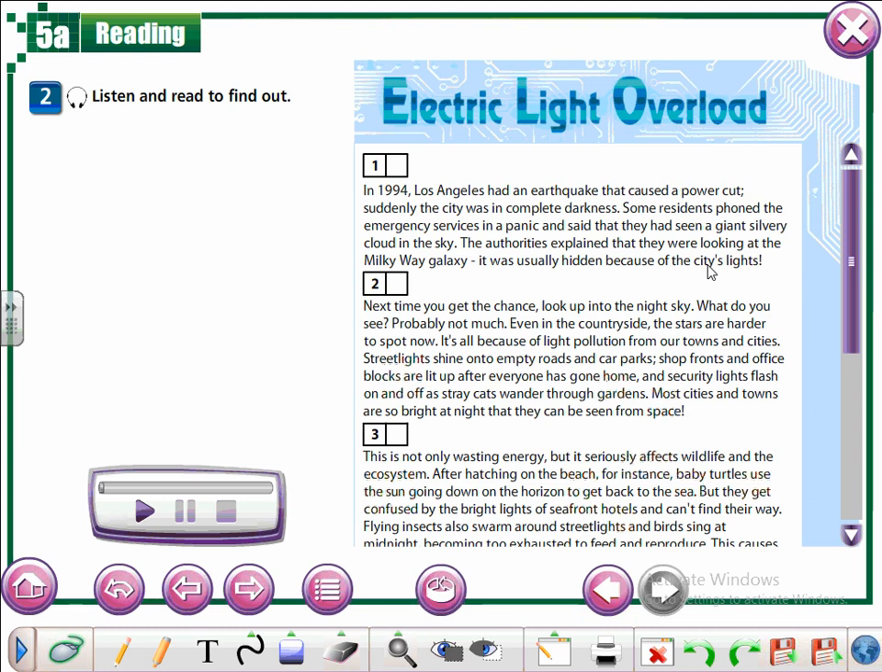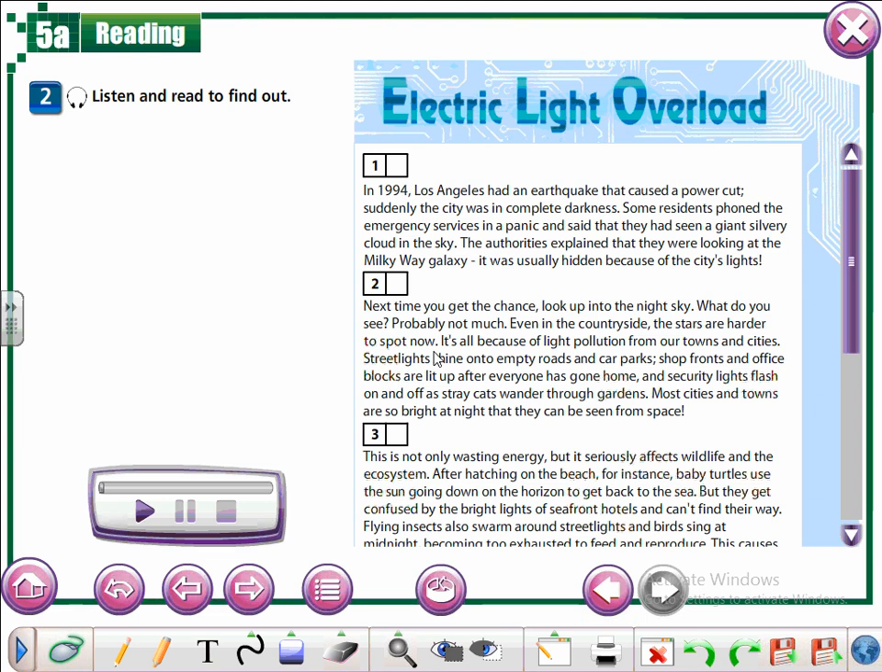So, have you seen it before in the sky? No, because if your place is dark, while other places in your city are not dark, you couldn't see the sky clearly. It was suddenly hidden because of the city's light. Next time you get the chance, look up into the night sky. What do you see? Probably not much. Even in the countryside, the stars are harder to spot now.